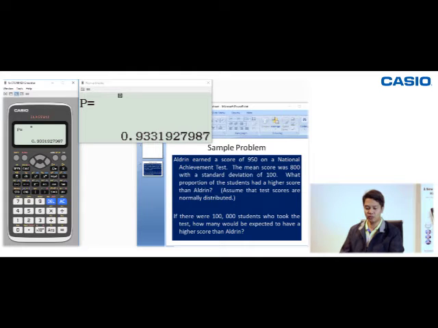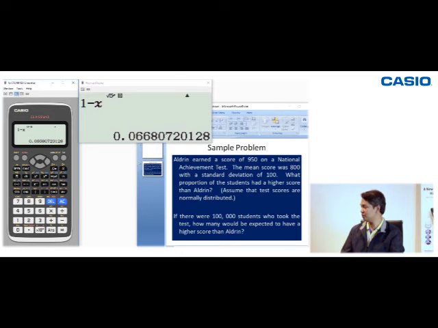Now, going to menu 1, ordinary computation, we need to subtract the probability from 1 because we need to get the opposite. So 1 minus x is equal to 0.066807, and this is the probability that a certain student will get a higher score than Aldrin.